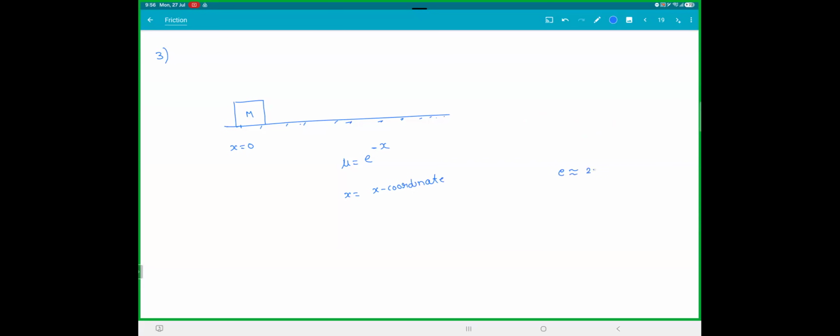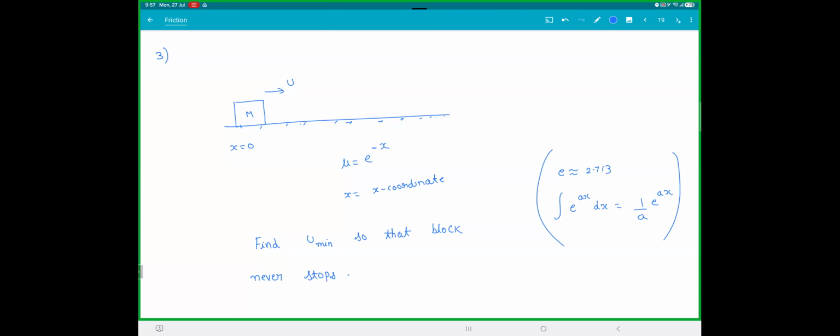e is exponential, 2.713, and integral of e power ax dx is 1 by a e power ax. So this much integration you should know. So the question is, someone kicked the block with speed u. Find u if the block never stops. And remember, mu will be a dimensionless quantity because it's a ratio of two forces.